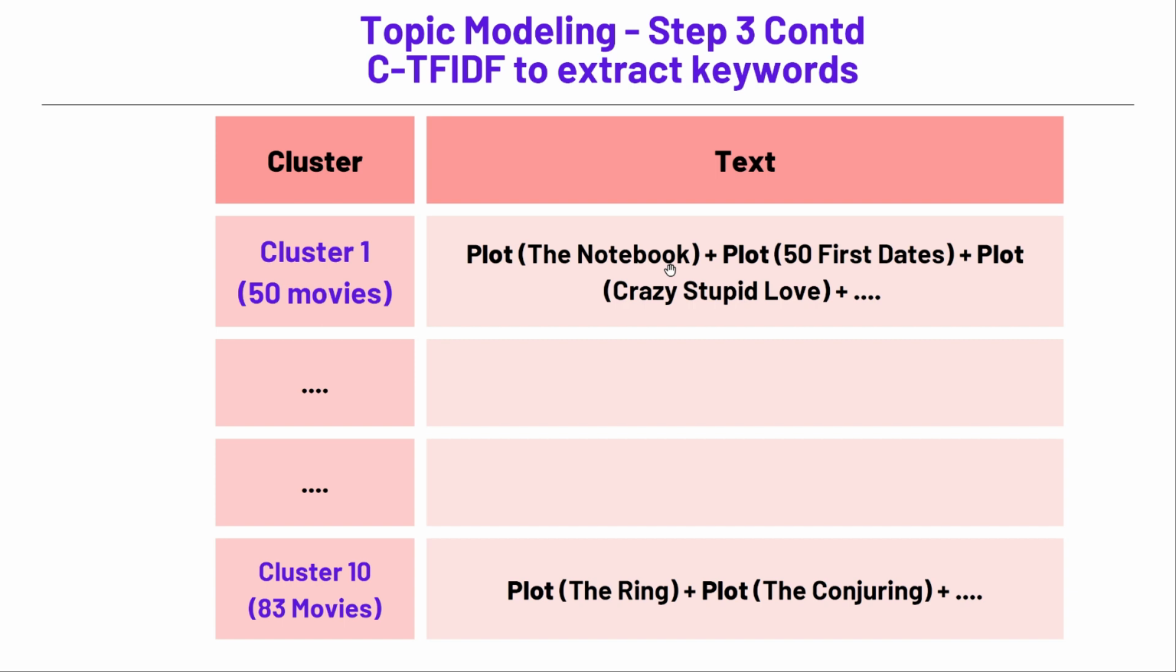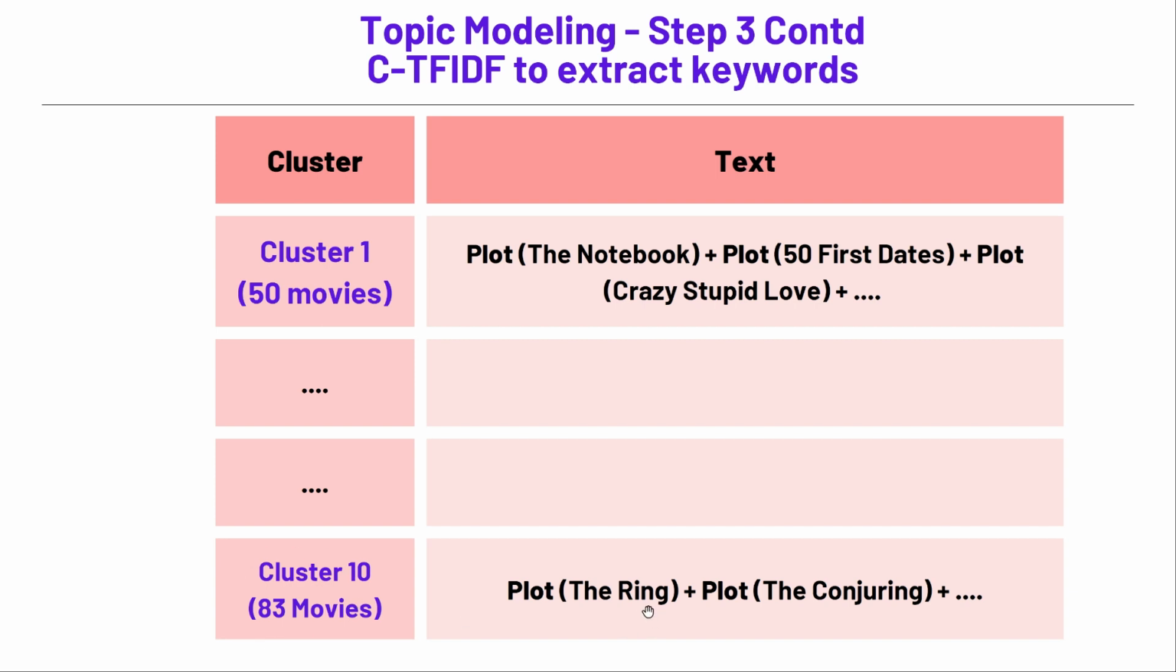So what we'll do is use the TF-IDF algorithm, and here we are doing class TF-IDF. I'll explain what that means. Essentially we have 10 clusters in this case, and cluster 1 will be a collection of, let's say, 50 movies, and similarly cluster 2, and then let's say cluster 10 is a collection of 83 movies, and you will see that all the 3000 movies will be distributed in these 10 clusters. And cluster 1 text would be just a concatenation of the whole text of these 50 movie plots. So cluster 1 text is just movie plot 1, that is The Notebook's movie plot, combined with the 50 First Dates movie plot, combined with the Crazy Stupid Love movie plot, and similarly we just append all the 50 movie plots together and we get the text of cluster 1.